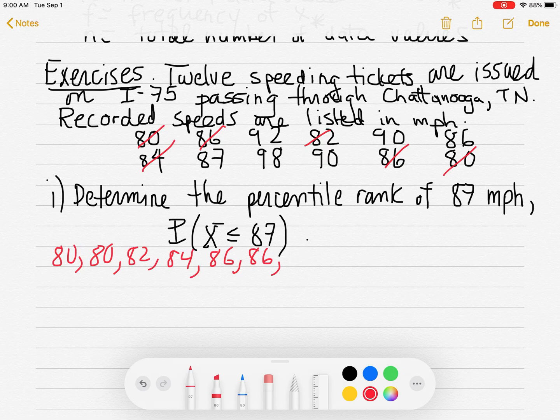A little slow here this morning. It's all right though, right? Sometimes we're a little slow. Oh, there's another 86. Don't forget that 86.